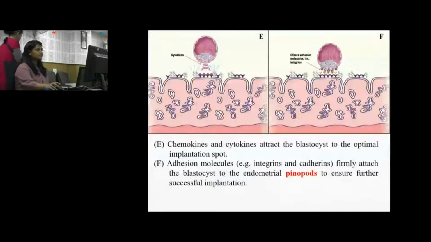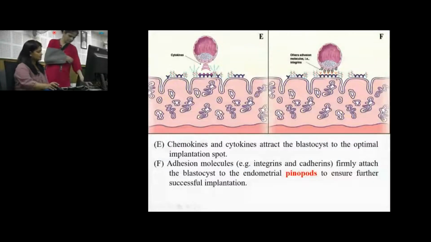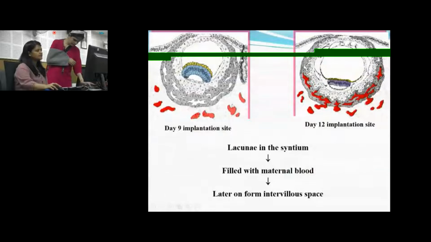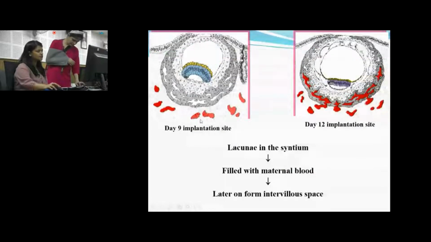There are also certain adhesion molecules, integrins and cadherins. From here, the endometrial pinopods are expressed to ensure further successful implantation. So here you can see this is the day 9 implantation site. Here there are lacunae which are formed in the syncytial trophoblasts, and they are still to invade the maternal blood vessels. Day 12 implantation site.